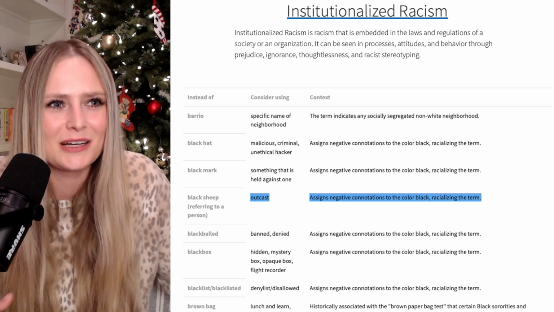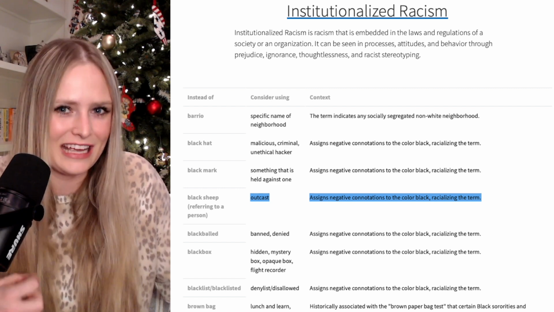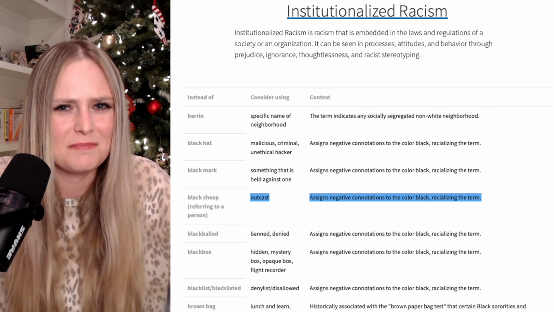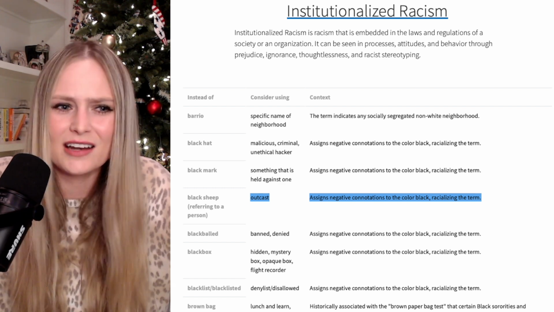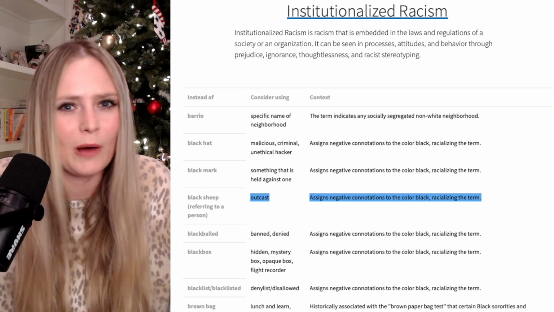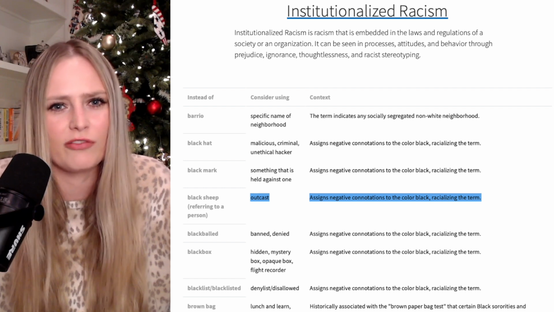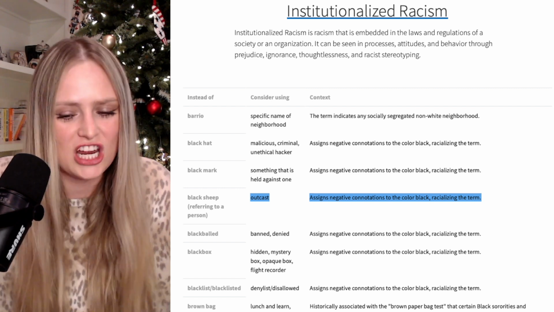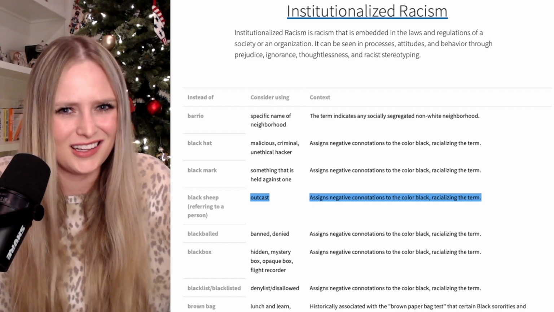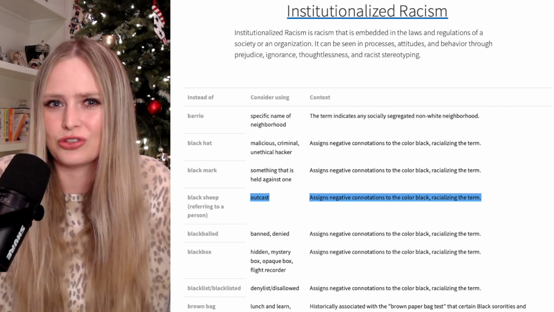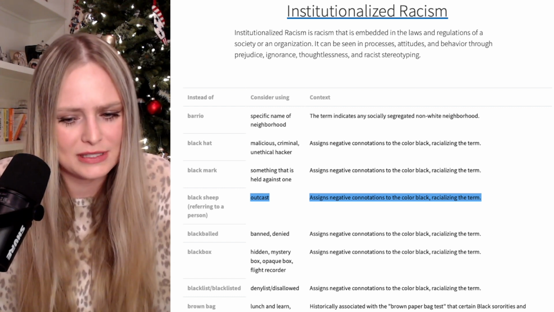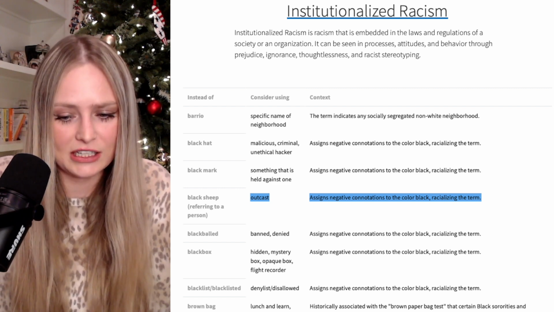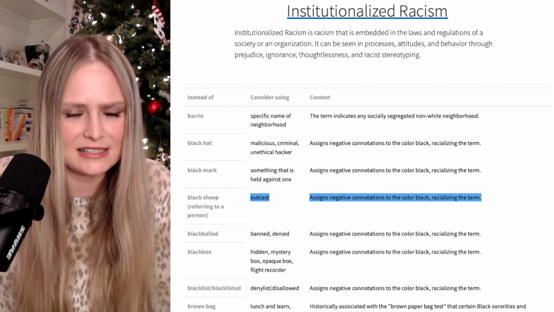When you say black sheep, most people in the English language have a good idea of what that means, but outcast can mean a multitude of things, because outcast is not necessarily a positive thing to say, while black sheep, depending on the context of when and how it's used, can be seen as more of a positive or a differentiating thing. Outcast is sometimes not the term I would think to use to describe certain situations or certain people. The reason they don't want to use black sheep is it assigns negative connotations to the color black, racializing the term.